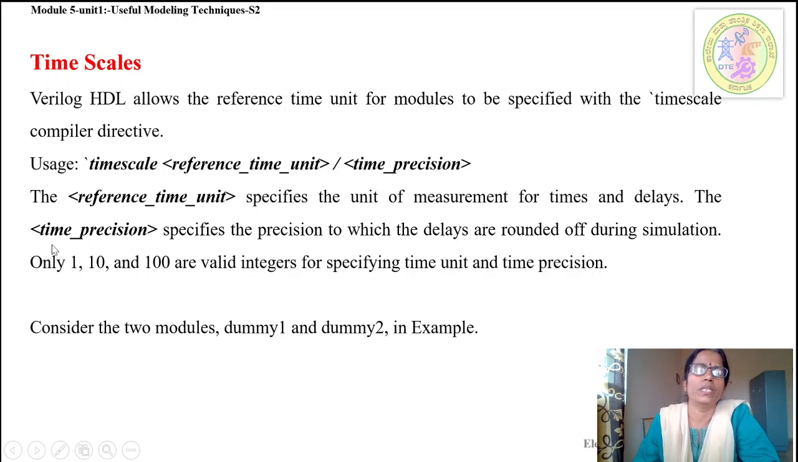The time precision specifies the precision to which the delays are rounded off during simulation. Only 1, 10, 100 are valid integers for specifying the time unit and time precision. This 1 or 10 or 100 we can give here to specify the time unit or time precision. Here we are going to use an example with two models, dummy1 and dummy2.